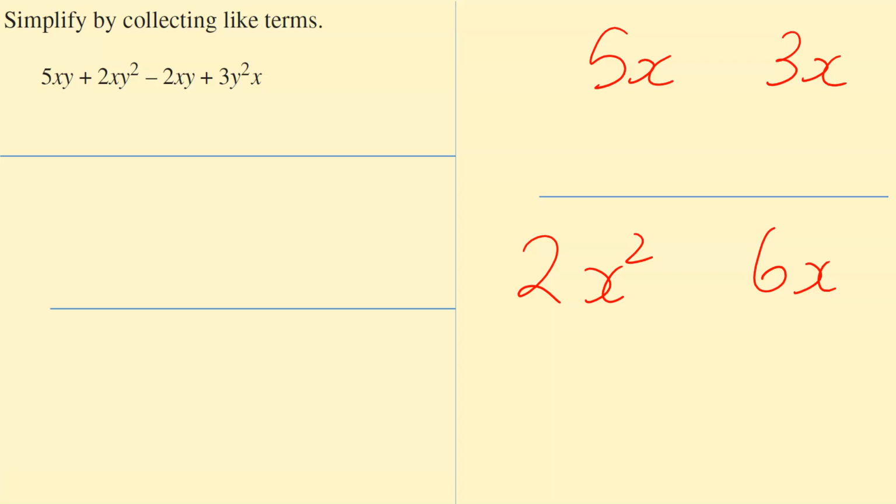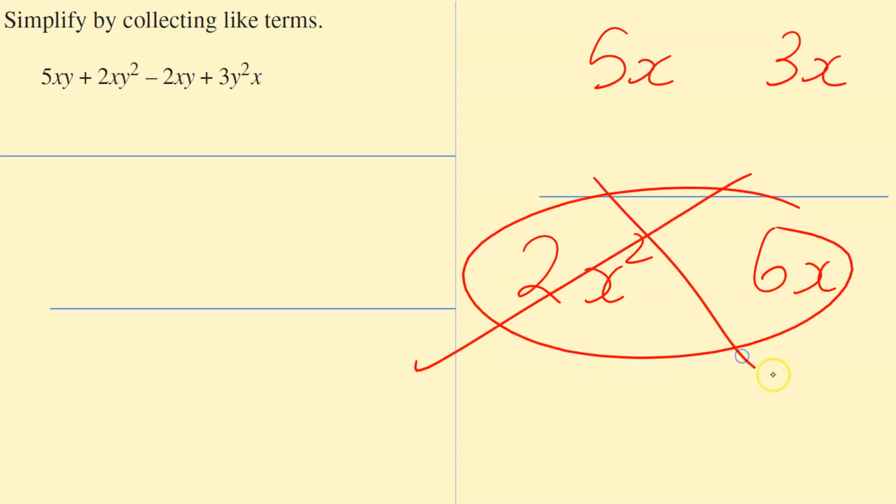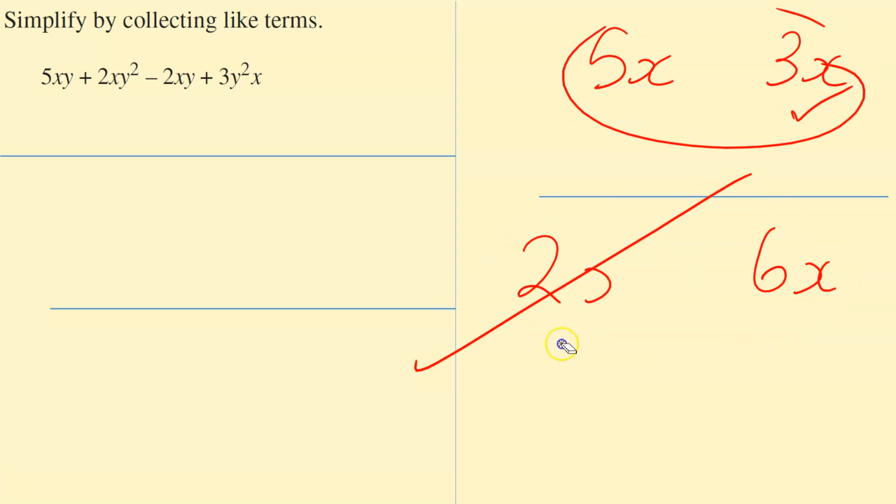They're not like terms. This one is x squared, and that's like saying 2 times x times x. So for you to have like terms, yes, they need to have the same variable, but also think of it as the same quantity of variables in each term. So these ones here, not like terms. These ones, yep, they're like terms.